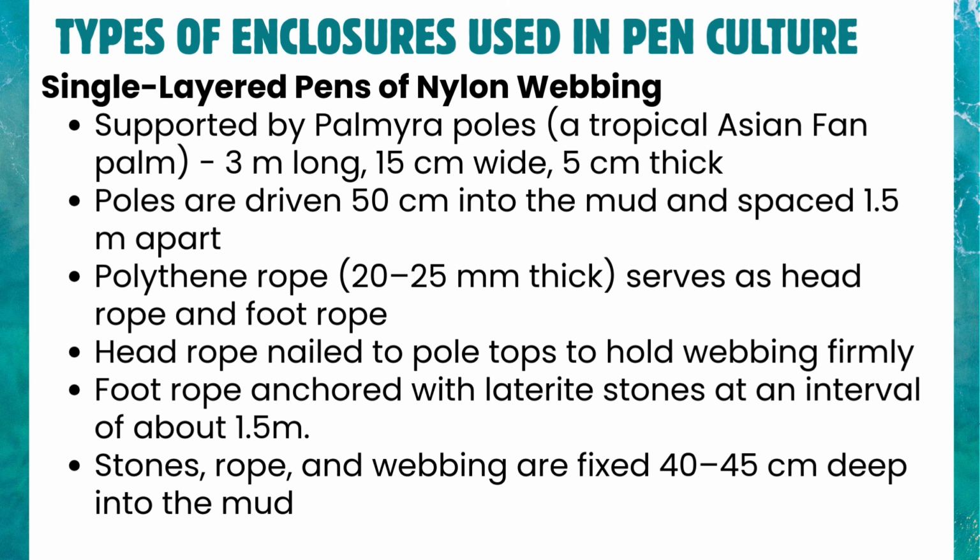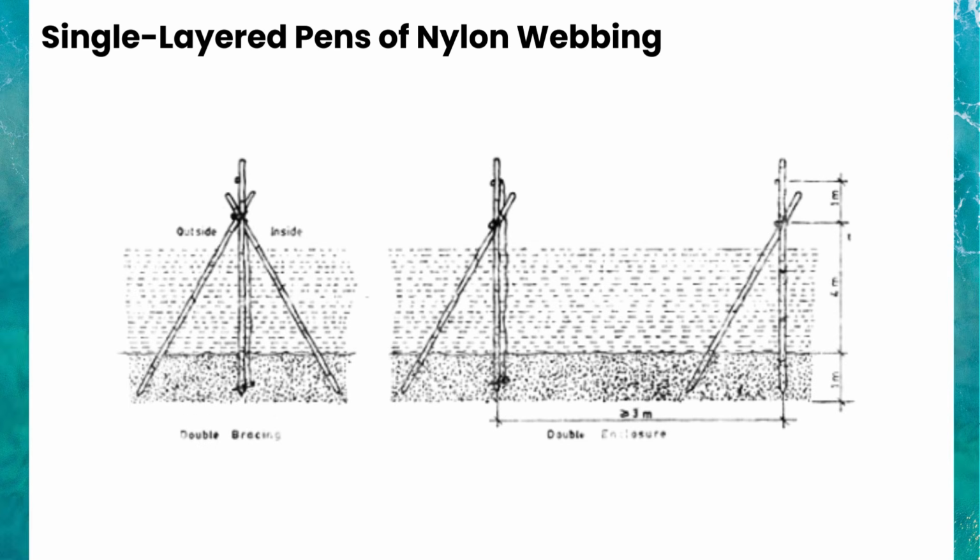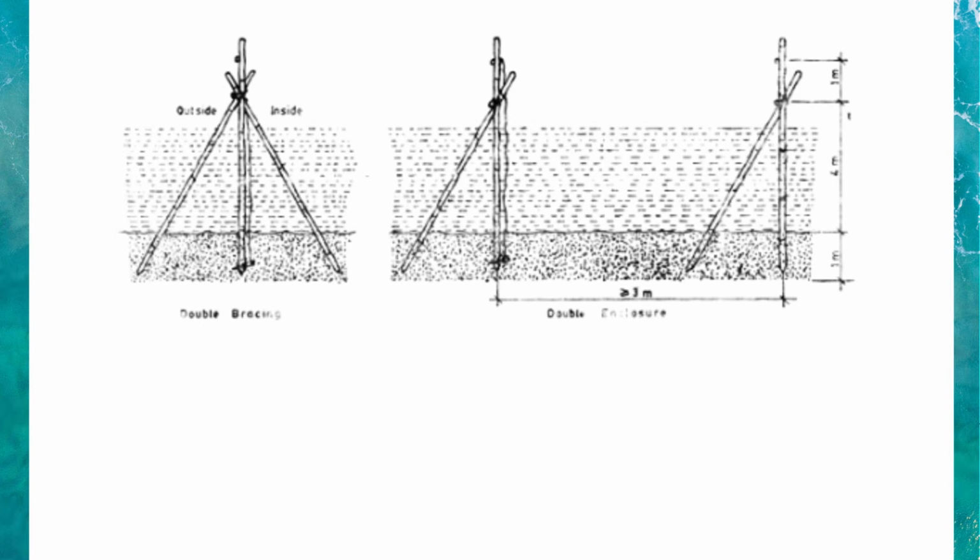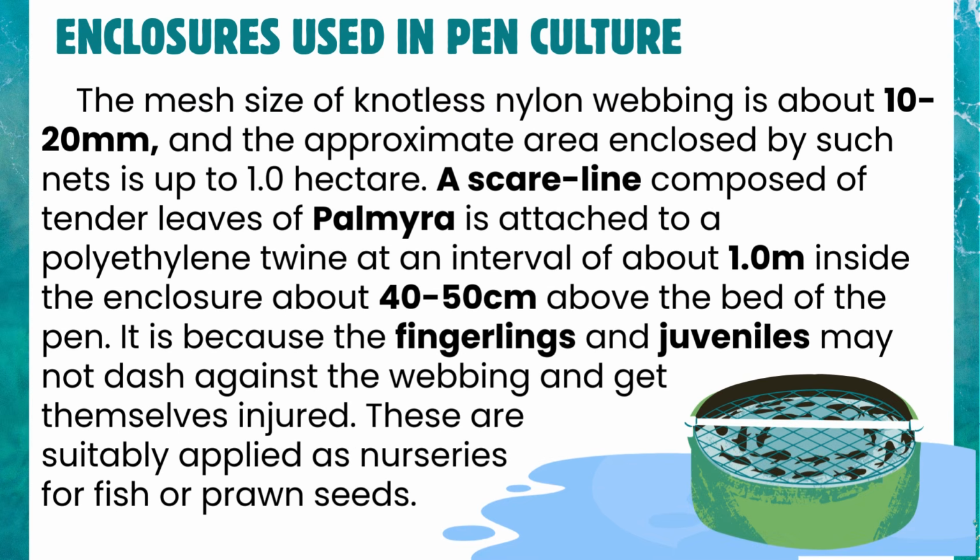Head rope is connected to a nail driven at the top of the poles so that webbing is firmly held to the poles. The laterite stones are attached to the foot rope at an interval of about 1.5 meters. The stones along with foot rope and webbing are anchored roughly 40 to 45 centimeters in the mud. The mesh size of knotless nylon webbing is about 10 to 20 millimeters, and the approximate area enclosed by such nets is up to 1.0 hectare.